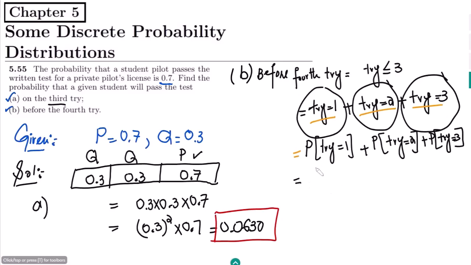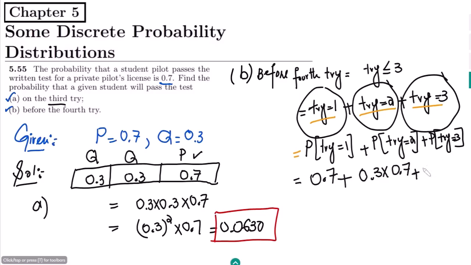So in order to write the probability, on the first try he has passed it, the probability of it is 0.7. In the second try, it means he has failed on the first try, so that is 0.3, and then on the second try he has passed it, so that is 0.7.